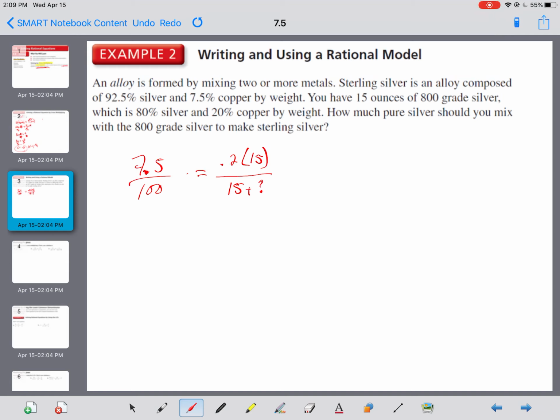Now, out of the total weight, okay, 15 plus how much? Okay, that's what we need. How much are we going to add to the total weight so that the percent drops down? Okay, that's going to be my variable, x. So now we just need to solve for x. So I would cross multiply.